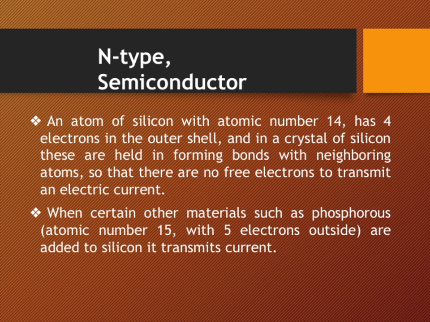But here is where things get interesting. When we introduce certain other materials, like phosphorus, into silicon, this process is called doping. We change its electrical properties.